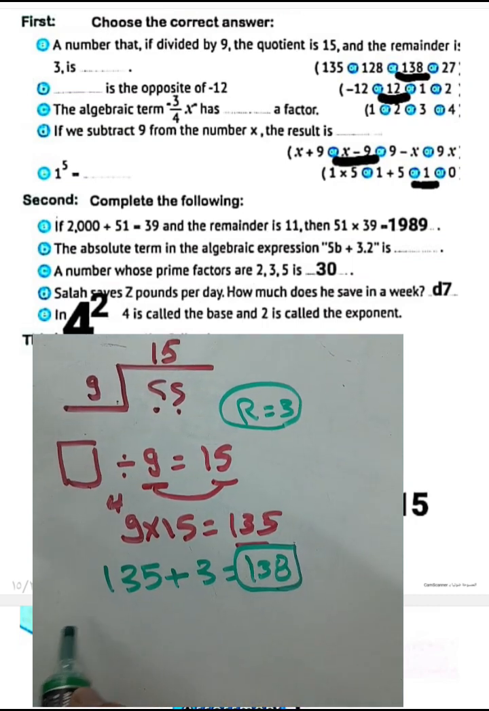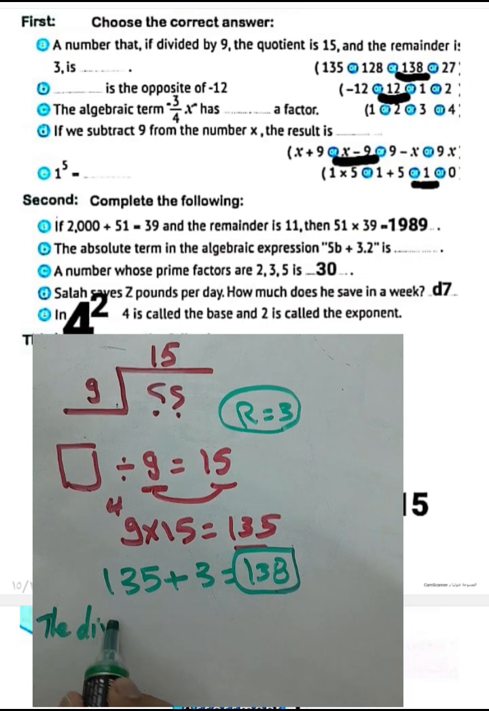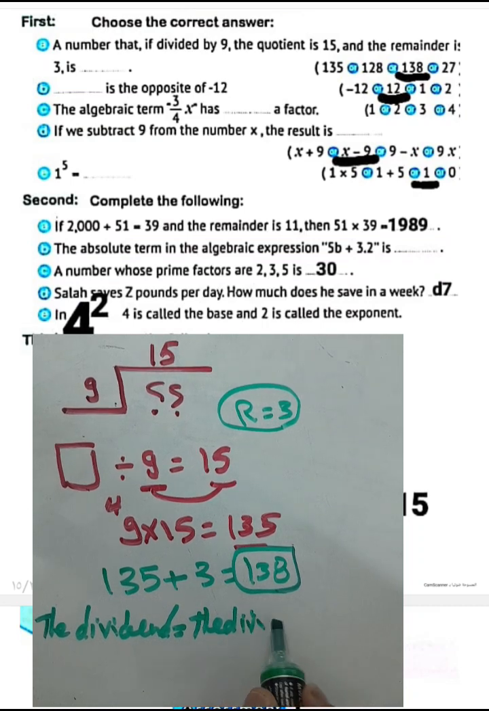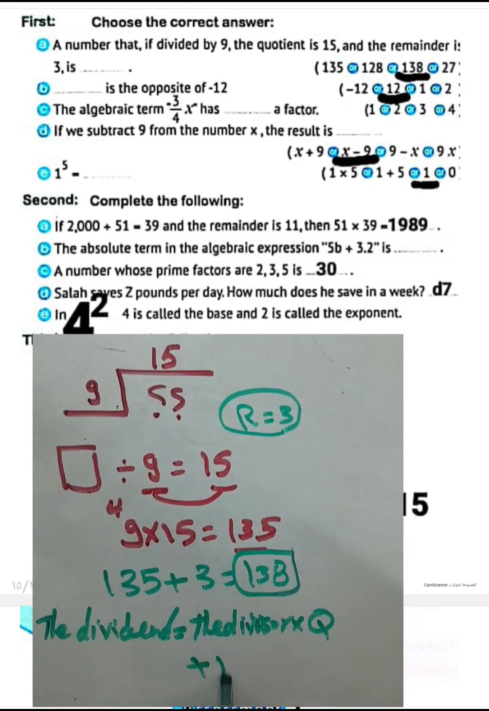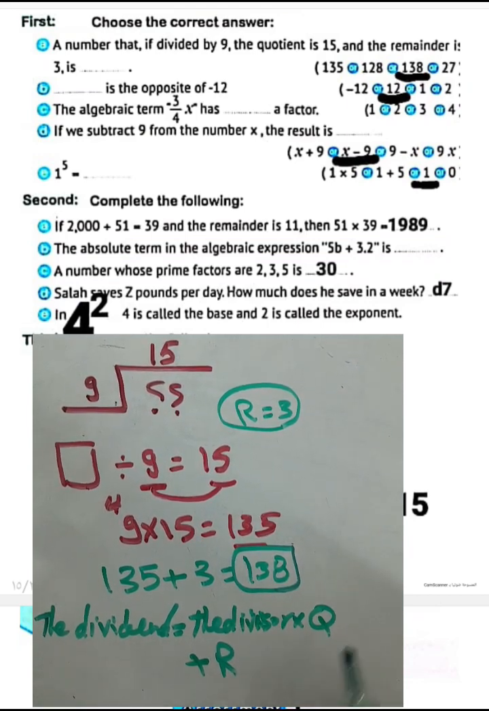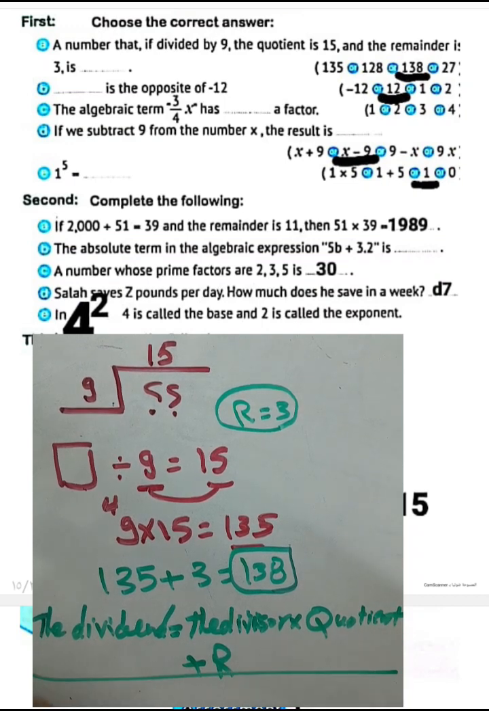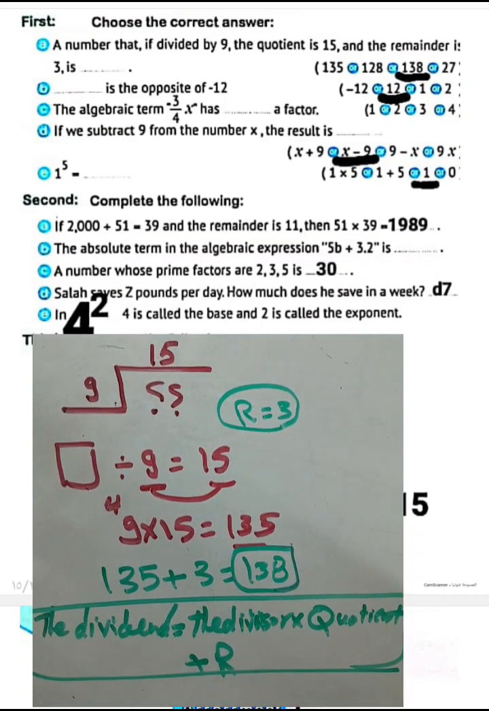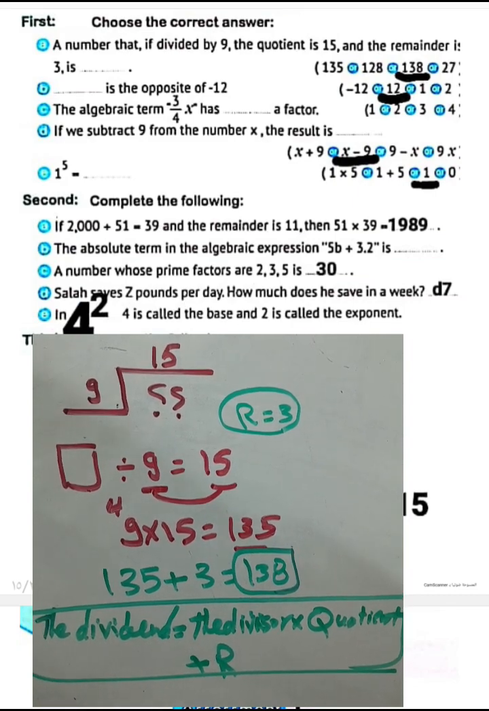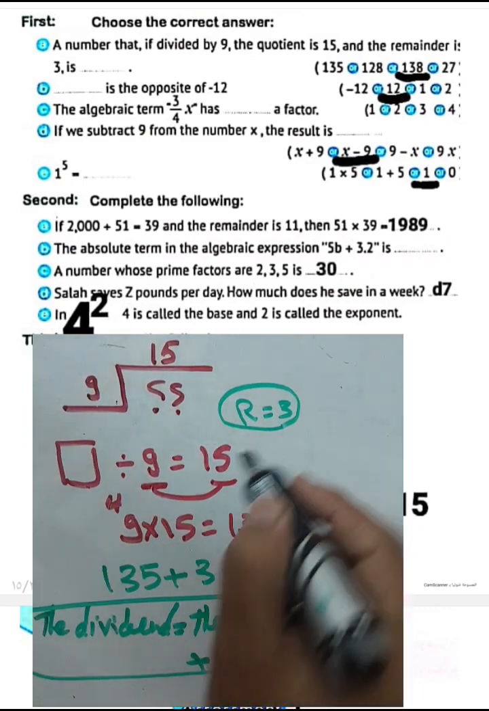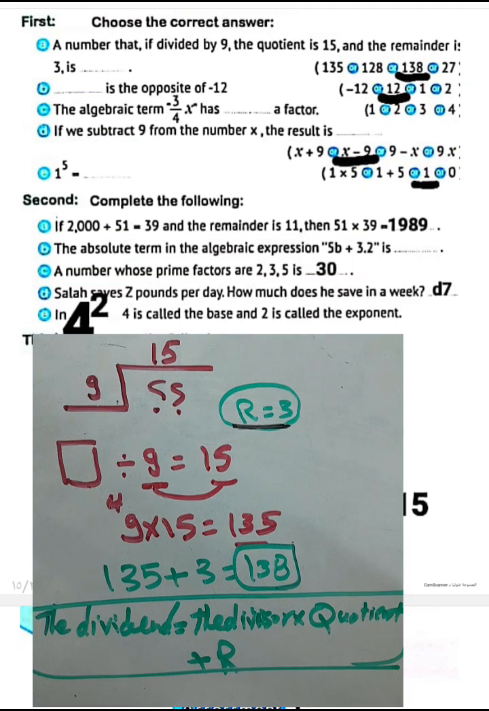Again, we call this rule: the dividend equals the divisor multiplication by the quotient plus remainder. It's the rule. If in this example he cancels the remainder, we know the dividend equals divisor multiplication by the quotient. But in this example we have a remainder, then you must add the remainder to the result.